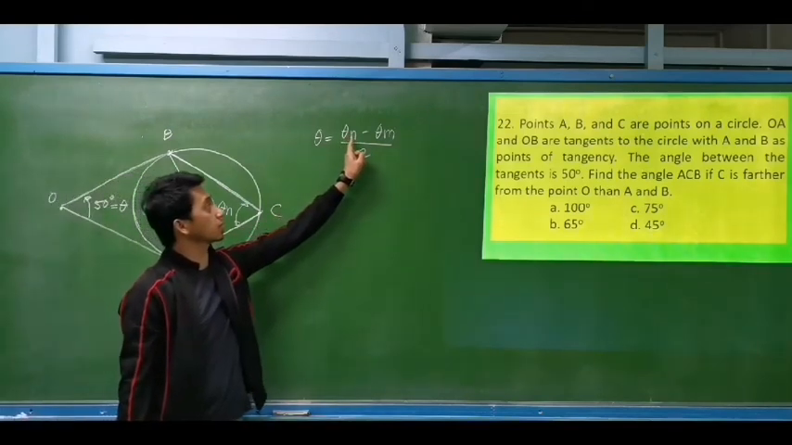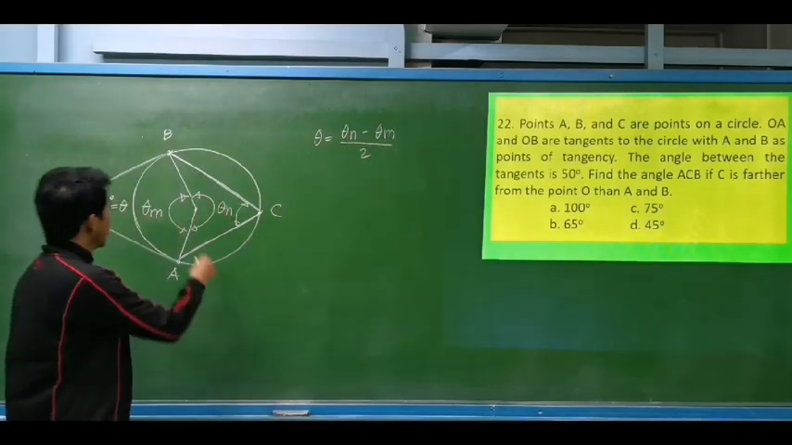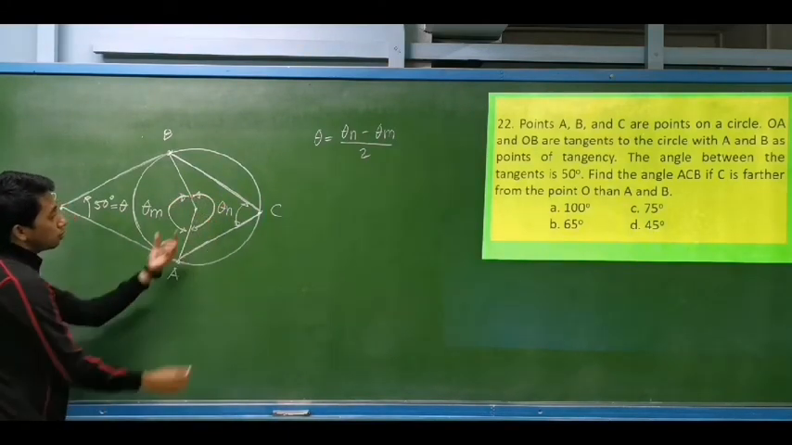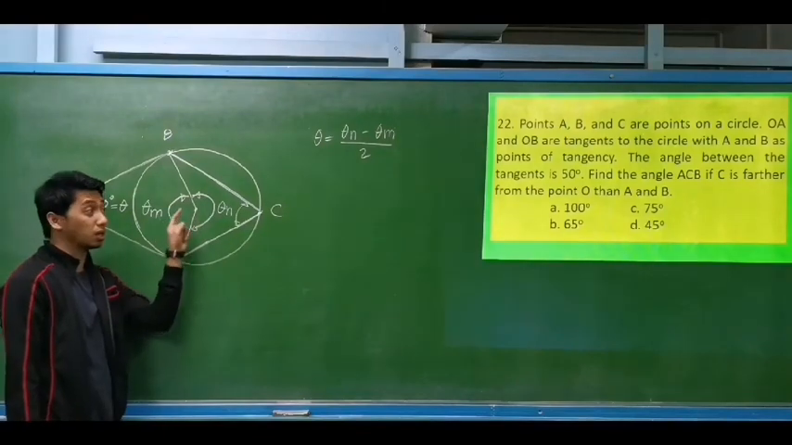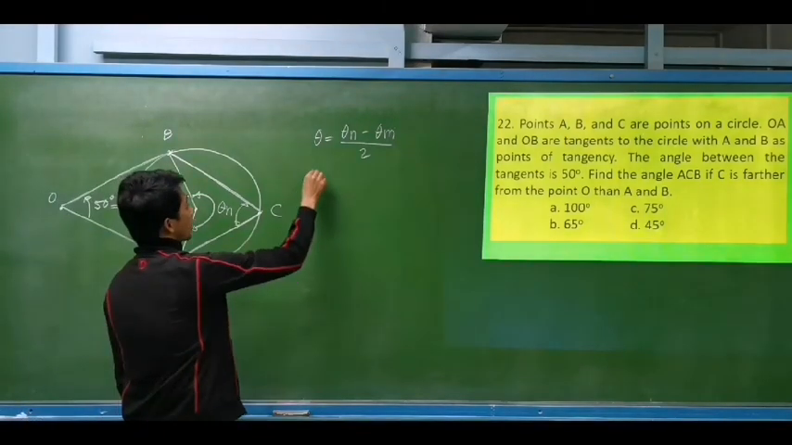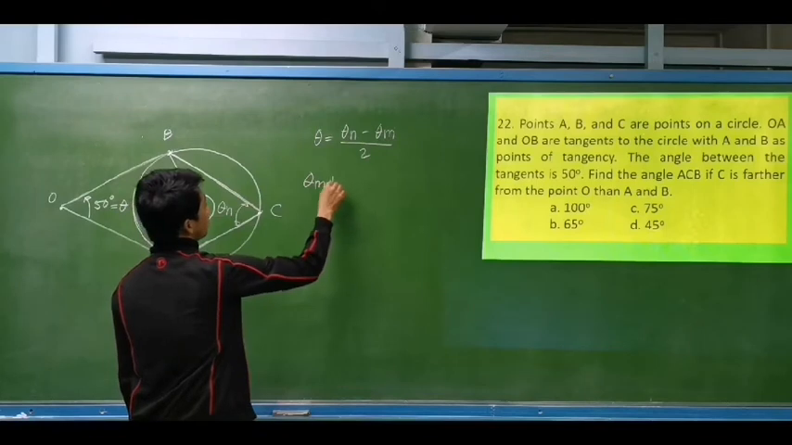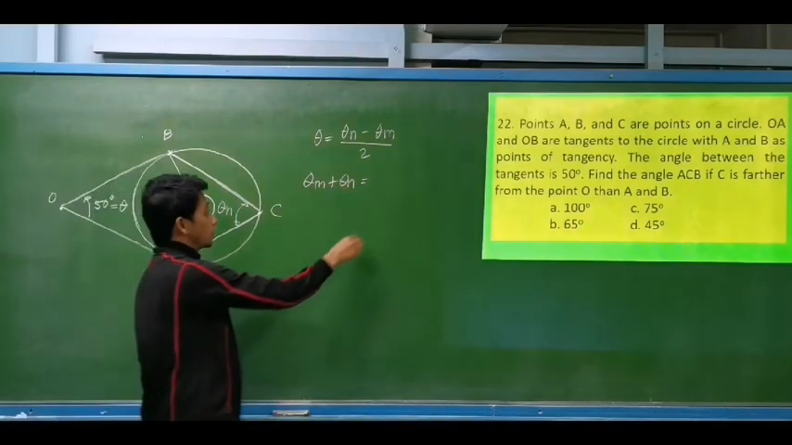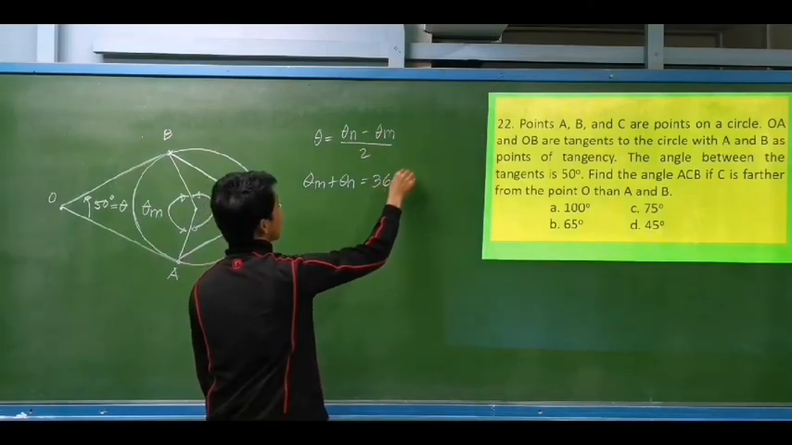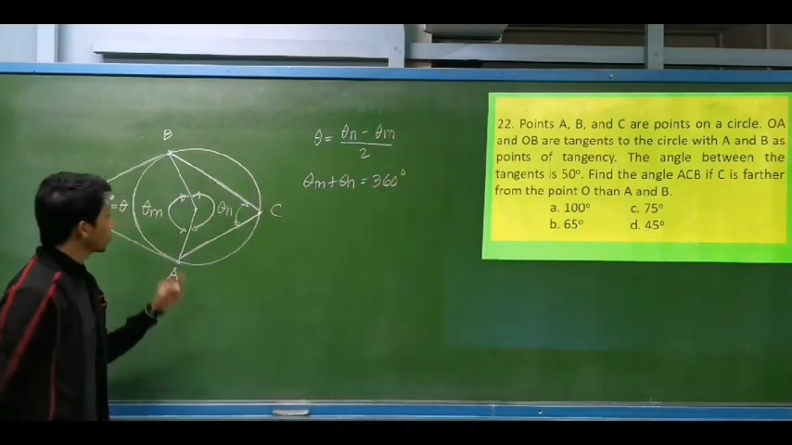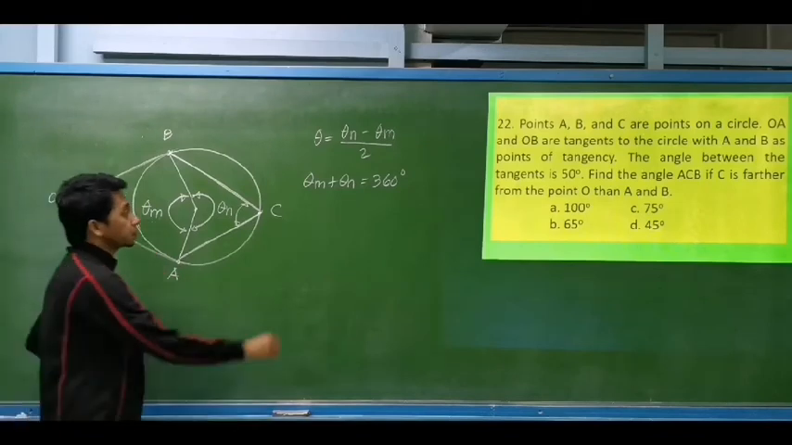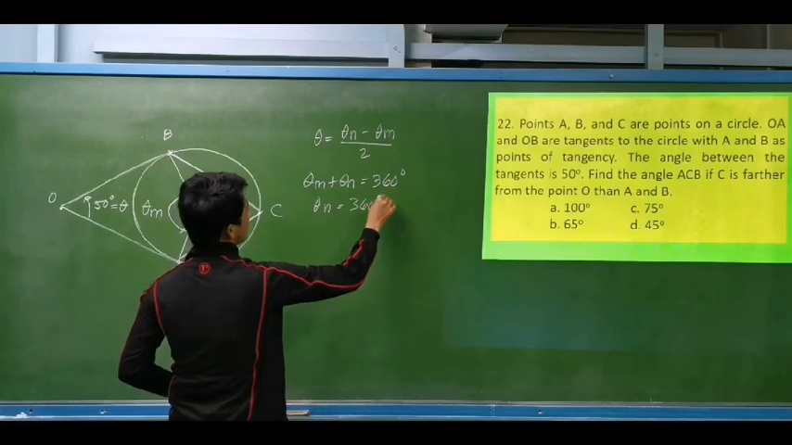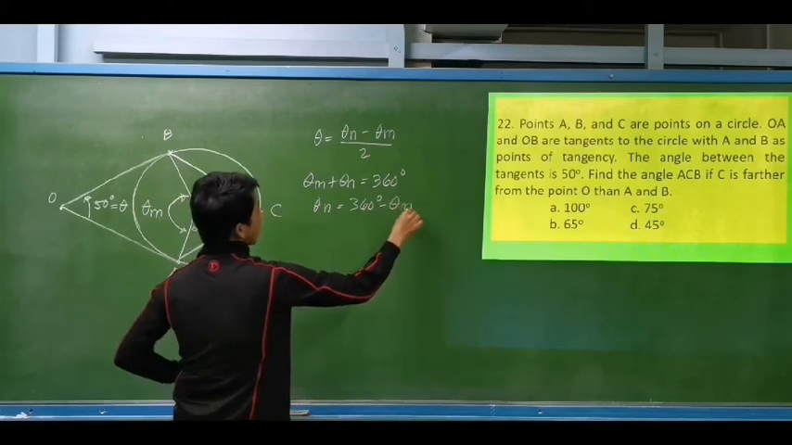Pero ano yung relation ng theta m at theta n? Okay? Kung mapapansin nyo, ito yung theta m, ito naman yung theta n. Diba yung binubuo nila is isang circle. So which means, kung i-add natin yung dalawang yan, theta m plus theta n, bumuo sila ng isang circle. So that is the same as 360 degrees. Okay? So gusto ko kunin is si theta m. So this is now theta sub n is equal to 360 degrees minus theta sub m.